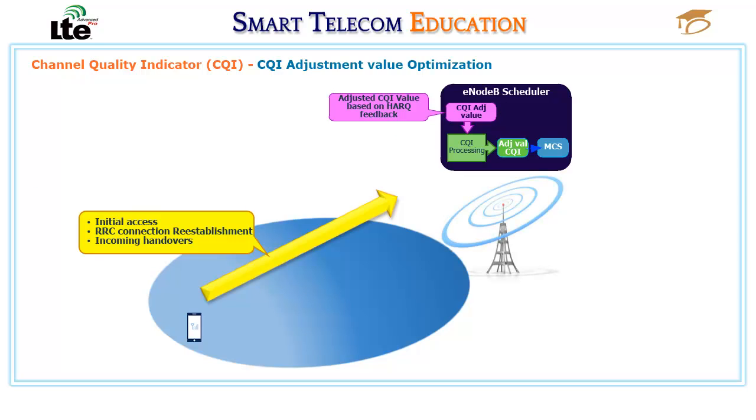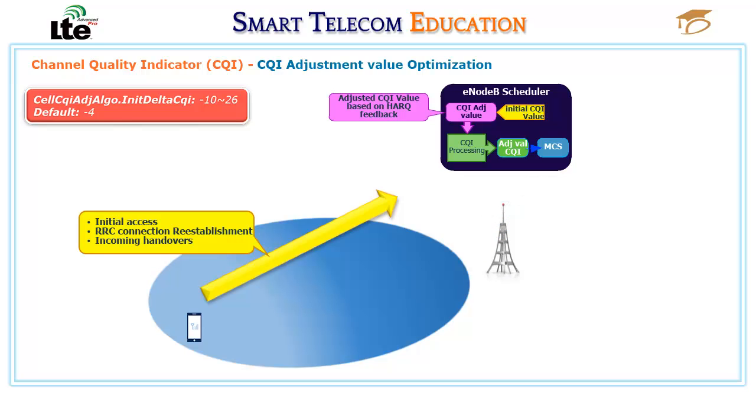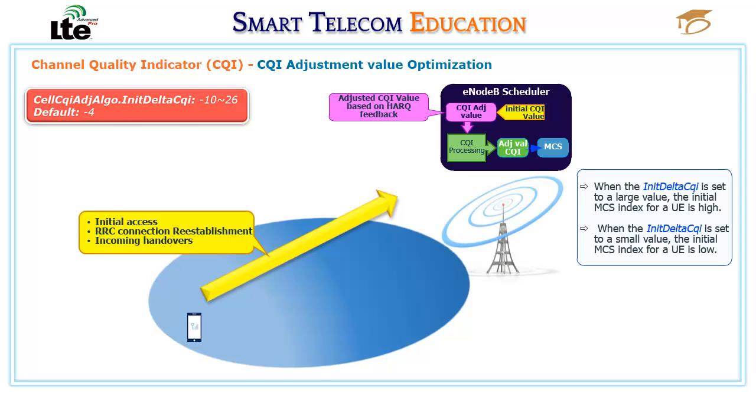In FDD, the initial CQI adjustment value for UEs during initial access, RRC connection reestablishment, or incoming handovers is specified by the InitDeltaCqi option of the CqiAdjustAlgoSwitch parameter. When the initial delta CQI parameter is set to a large value, the initial MCS index for a UE is high, which may lead to a high block error rate. If this parameter is set to a small value, the initial MCS index for a UE is low.